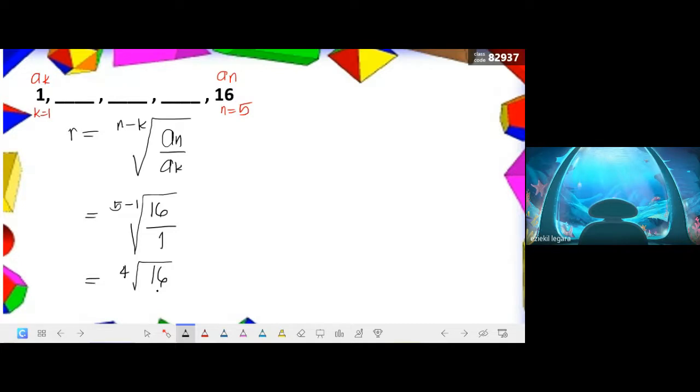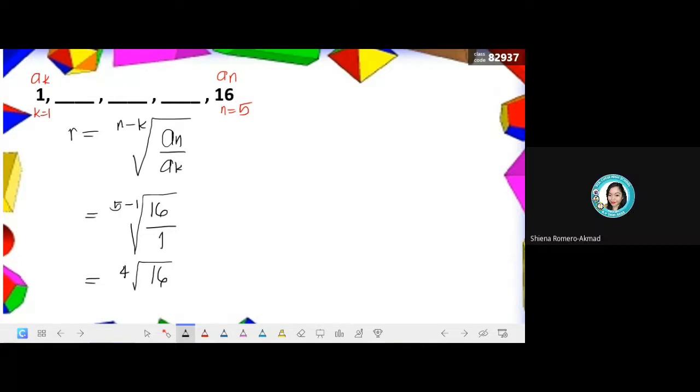Eight po, ma'am. Eight ba? Fourth root? Kapag minultiply mo ba apat na beses, 16 ang lalabas? Yes, Kate? Four po. Four raised to four. What is four raised to four?